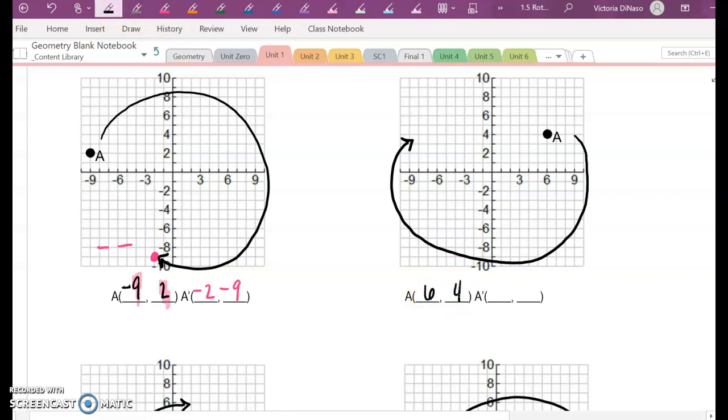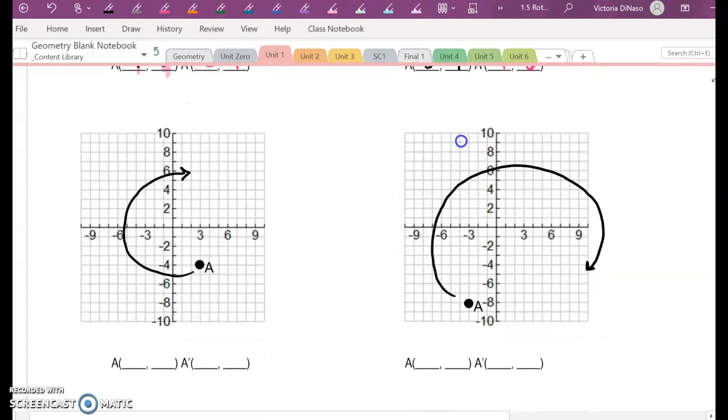You're going to take the numbers and flip them around. So we have 4, 6. We've gone past 3 quadrants. In this quadrant, negative, positive. So -4, positive 6, 1, 2, 3, 4, and there's my point.